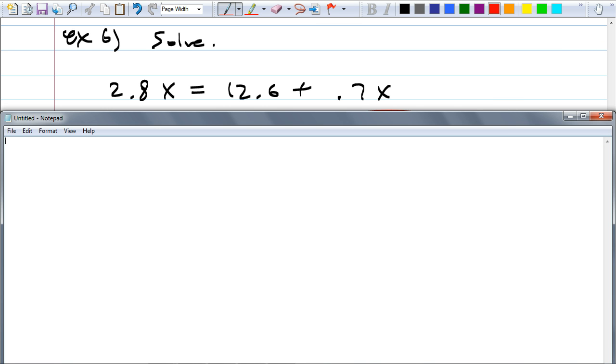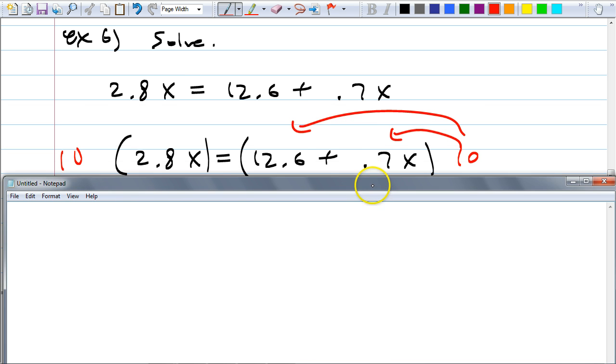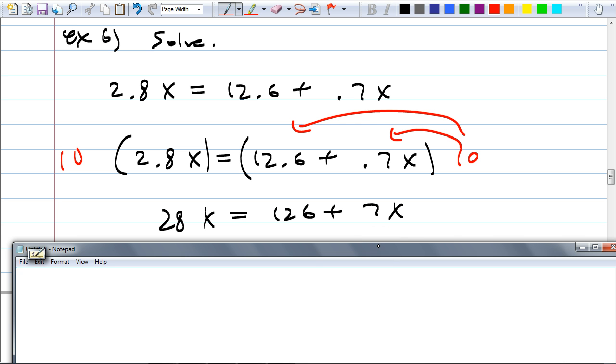Example 6, you don't have to write this down, but take a look at it. It says solve for x, and you have a bunch of decimals: 2.8x equals 12.6 plus 0.7x. Whenever you have decimals like this, I think we talked about this before. What can you do so that you could get rid of all the decimals? Multiply both sides by 10. This time 10, because the decimal place goes up to the tenths place. What if we went up to the hundredths place? What are you going to multiply both sides by? Because when you multiply by 10, look what happens. It just simply becomes a simple equation.